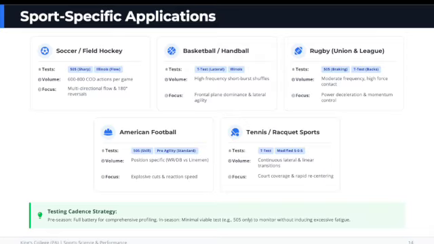Sport-specific application. For soccer and field hockey, you can use the 505 and the Illinois. For basketball and handball, you can use the T test and Illinois. For rugby, 505 and T-test. American football, you can use the 505 and Pro Agility standard. Tennis and racket sports, T-test and modified 505.